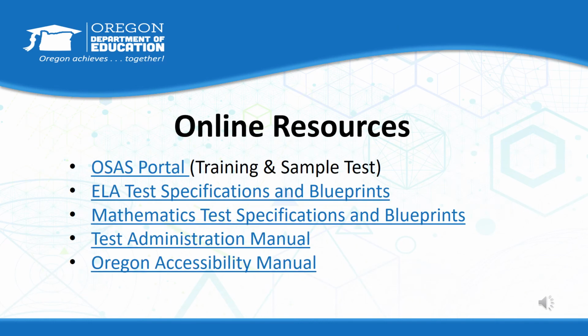In addition to the information shared in this presentation, there are some online resources available. The OSAS portal provides both training and sample test. For more information on assessment blueprint design, including academic targets and the number of items from each claim, visit the ELA and Math Assessment websites. The Test Administration Manual and the Oregon Accessibility Manual provide technical support for districts, schools, and educators. In addition to these resources, please visit www.osasportal.org.